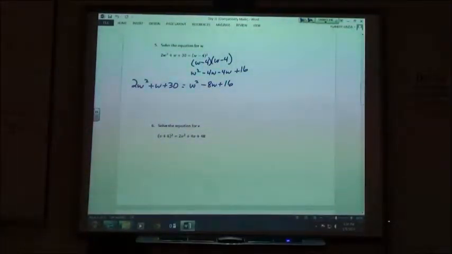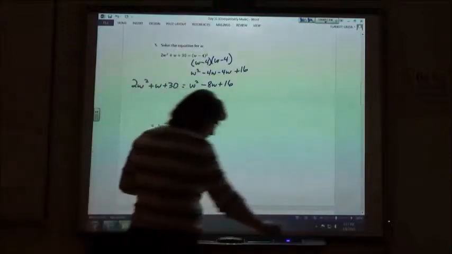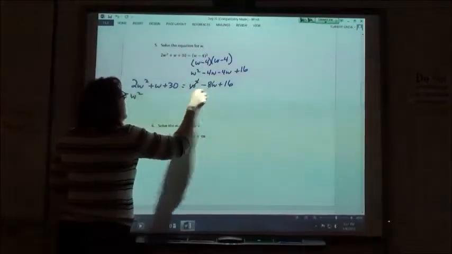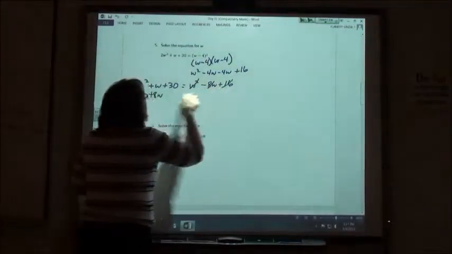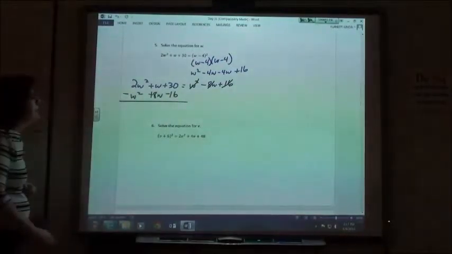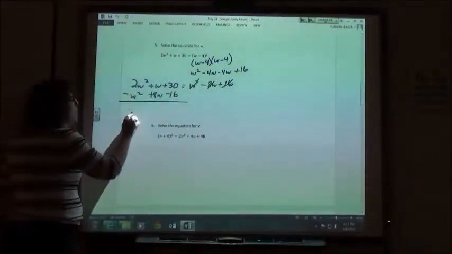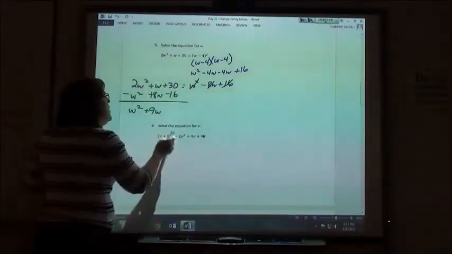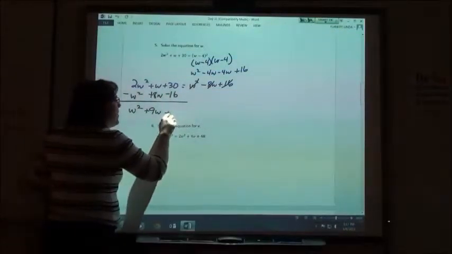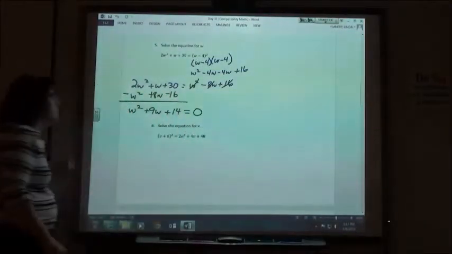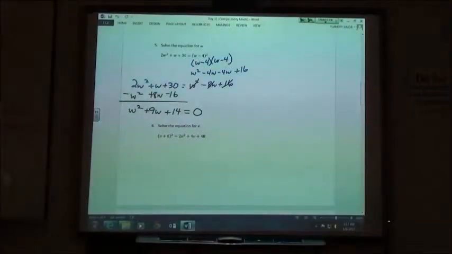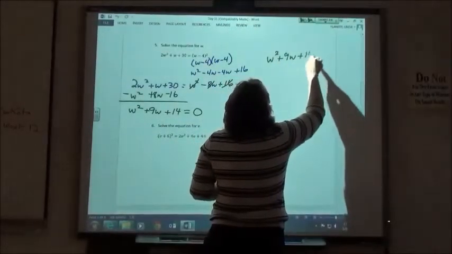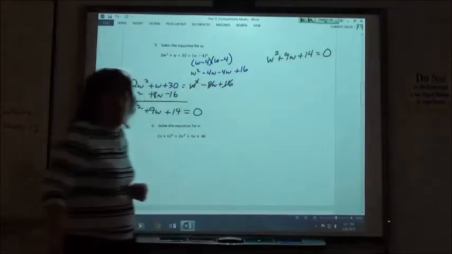Again, when I solve that, I want my w squared term to stay positive. So I'm going to move the smaller one over. I'm going to subtract my w squared. I'm going to add my 8w. And I'm going to subtract my 16 then. So 2w squared minus w squared is w squared. 1w plus 8w is 9w. And 30 minus 16 is positive 14 to equal 0. W squared plus 9w plus 14 equals 0. I can now solve that by factoring it out.